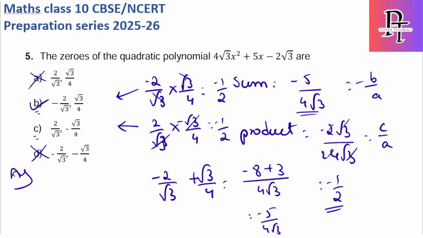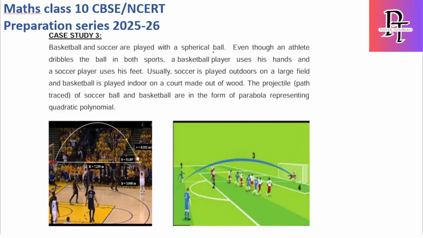Let's see the last case study for today. Basketball and soccer are played with a spherical ball. Even though an athlete dribbles the ball in both sports, a basketball player uses his hands and a soccer player uses his feet. Usually soccer is played outdoors on a large field, and basketball is played indoors on a court made up of wood. The paths traced by a soccer ball and a basketball are in the form of a parabola, representing a quadratic polynomial. So you can see here, whenever in a basketball game the ball wants to go into the ring, it has to travel a parabolic path. Same way in a football or soccer match, whenever the player hits the ball, it also travels in a parabolic path to go into the net.